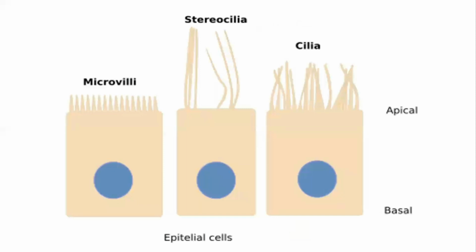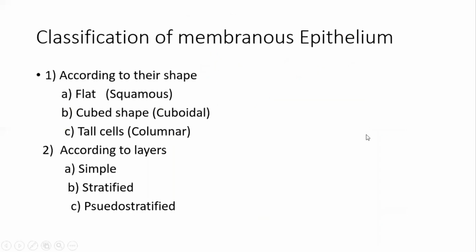So here is the difference. On the apical surface of the epithelial cells, this is microvilli, and they're actually parallel. You can see it very clearly, parallel. Then stereocilia in different groups, in bundles of cilia. And then cilia, which are finger-like projections, just like that.